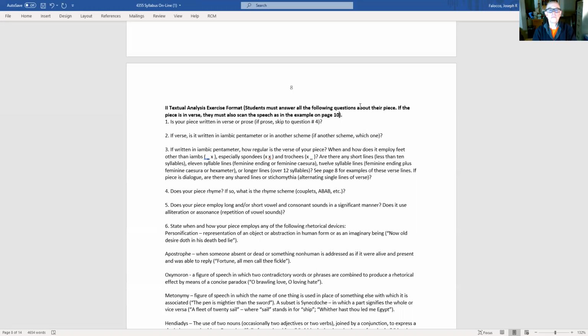Next question. If it's verse, is it written in iambic pentameter or in another scheme? If another scheme, which one? I'm going to say 95% of Shakespeare's verse is iambic pentameter. There's only one other form we're going to see this semester. That form has both a complicated name and an easy name. The easy name is the language of magic.